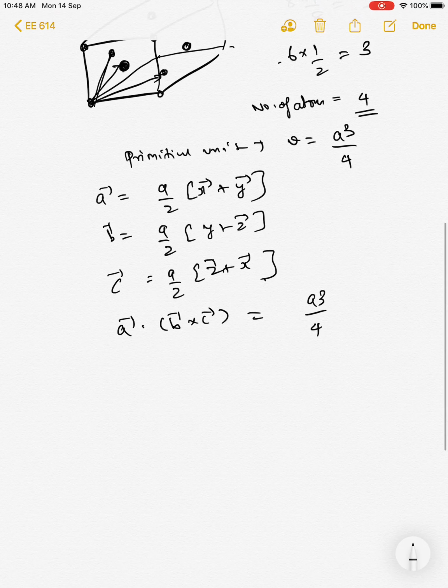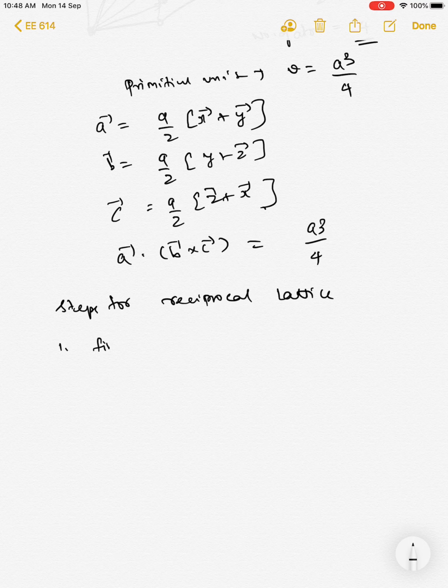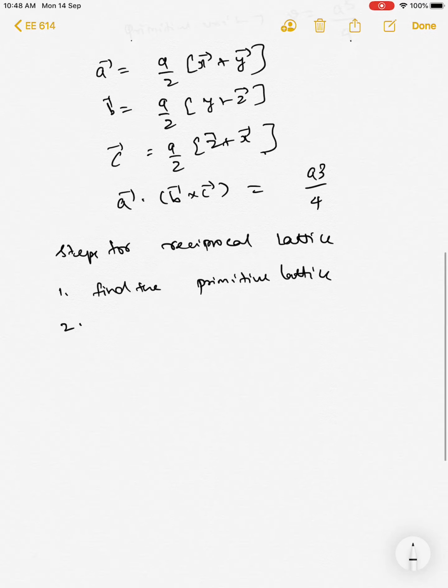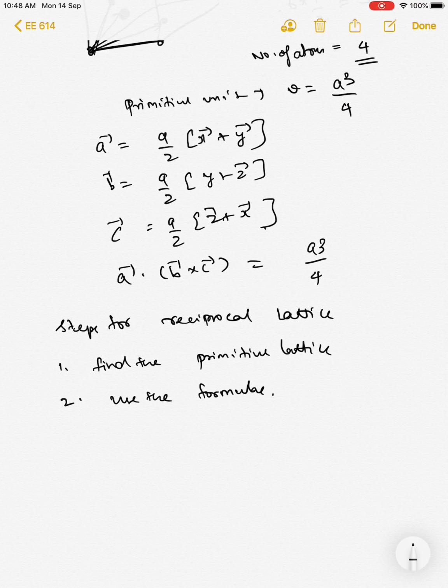Now to actually calculate the reciprocal lattice, one should find the primitive unit cell first. So the steps for the reciprocal lattice will be first to find the primitive lattice, and to use the formula that we discussed in the lecture, right? The question in the homework was to find the reciprocal lattice for silicon.